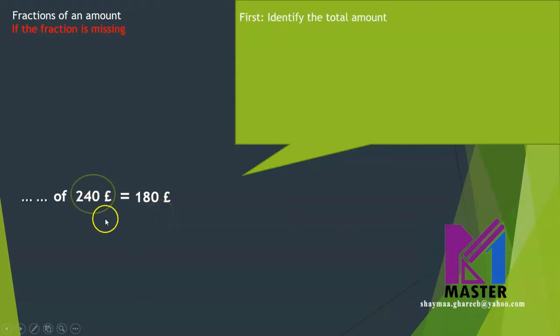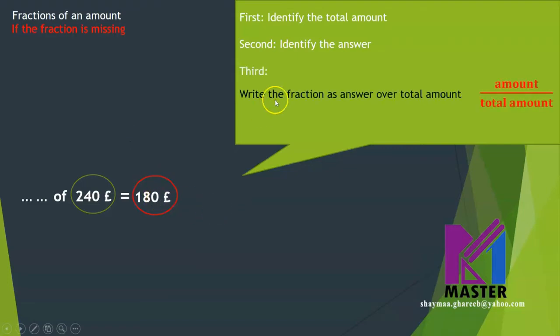Of course, this one. And second, identify the answer. Of course, this is the answer after the equal sign, right? Or the amount. What after that? Write the fraction as answer over total amount. So I'm going to write a fraction using these two numbers. I start with the amount, or the answer, up, then I will write the total amount down. So it will be 180 over 240.